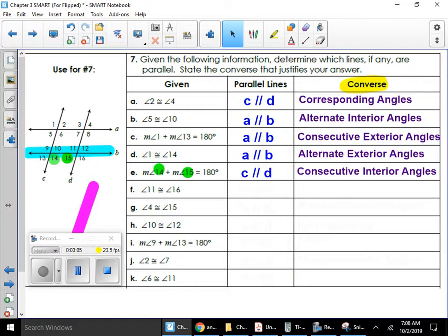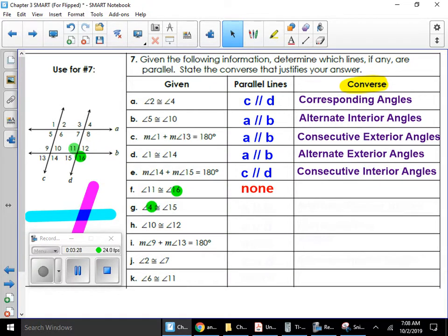What about 11 and 16? Being told that those are congruent. Unfortunately, those are vertical angles, and there is no vertical angles converse. So we can't say anything about parallel lines, for example, F there. Unfortunately, there's just nothing going on here. Let's look at a happier case.